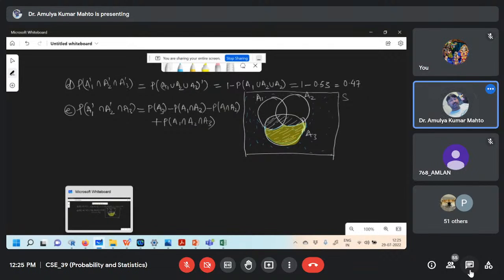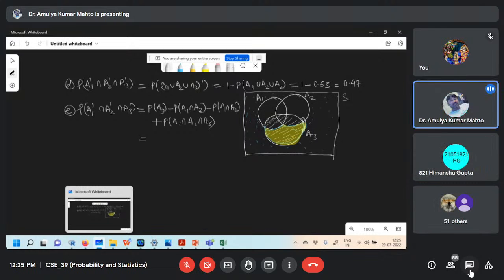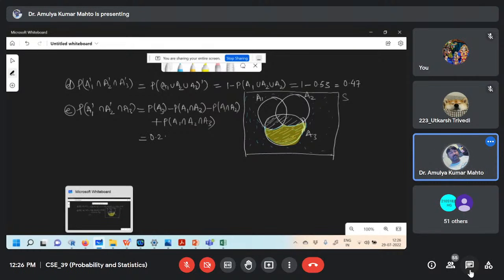Got it? Yes, sir. So now, what is the value of this probability of A3? It is 0.28. A3 is 0.28. Yes, sir. It's 0.28. Then minus A1 intersection A3 is 0.0. Let me fix one thing. Yeah, this is A1 intersection A3 and this is A2 intersection A3.